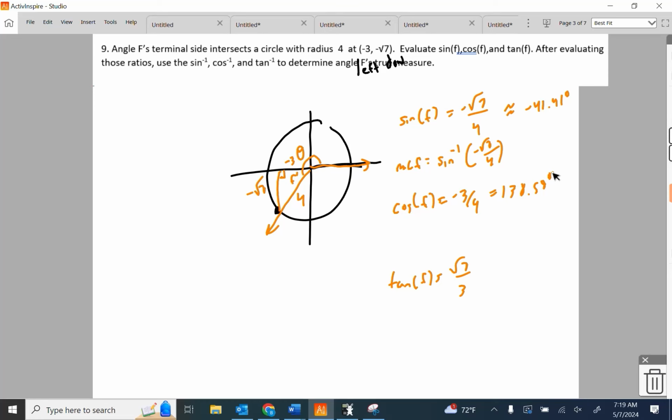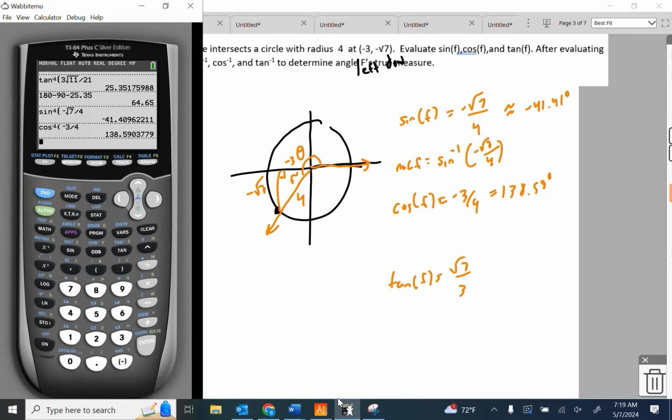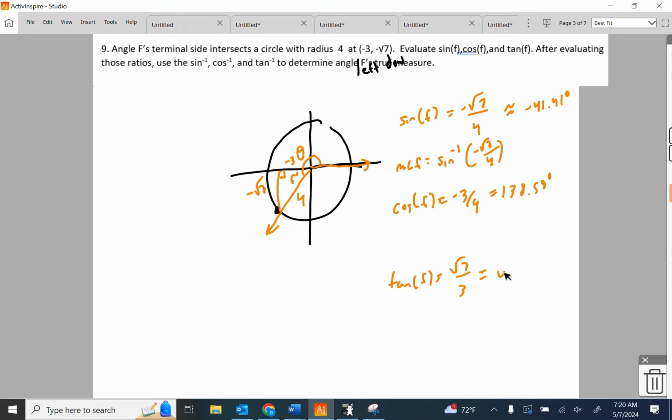This is weird. Why are they different, right? You guys wouldn't have any idea why they're different. Then we have the arc tangent of √7/3. That's going to be a positive angle in quadrant 1, 41.41. Which one is it?